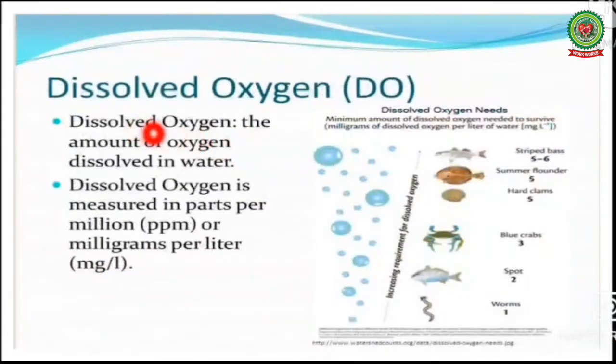Next is dissolved oxygen. Dissolved oxygen is the amount of oxygen dissolved in the water. It is measured in parts per million, that is ppm, or milligrams per liter, that is mg per liter. Students, each aquatic animal has its different dissolved oxygen needs. Dissolved oxygen is essential for a healthy aquatic ecosystem. Fish and aquatic animals need oxygen dissolved in water to survive.